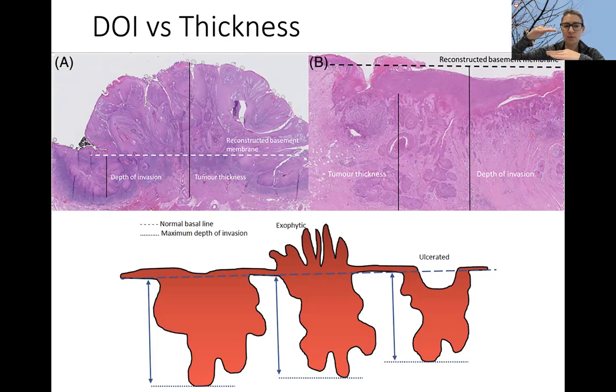And for staging purposes, we only want depth of invasion, i.e. measured from adjacent normal basement membrane. And this, again, can be very, very challenging if you don't have adjacent normal basement membrane. Therefore, if you're freezing a specimen for depth of invasion, to determine neck dissection, please try to have some normal on the side. And if that means you have to section through the center of it and freeze 2 halves, that's okay. But we need that adjacent normal to measure DOI. Otherwise, you're stuck because you don't know what's exophytic and what's endophytic.